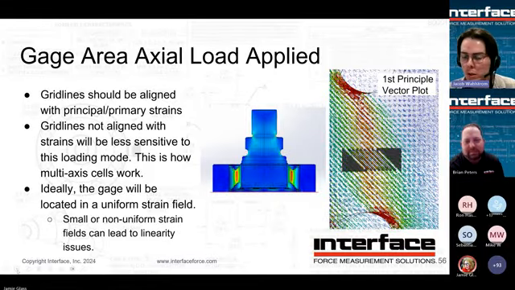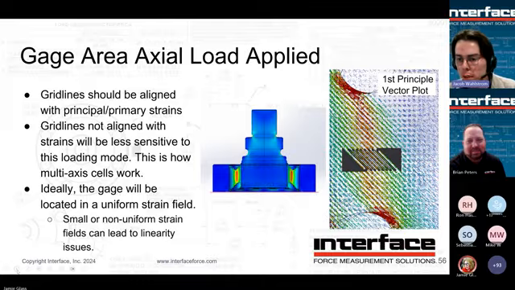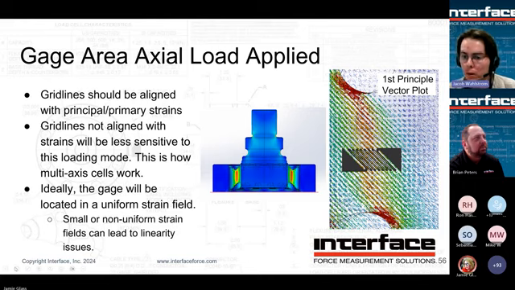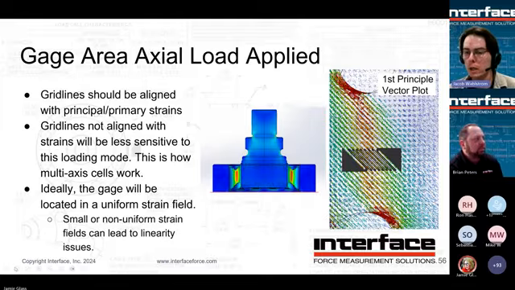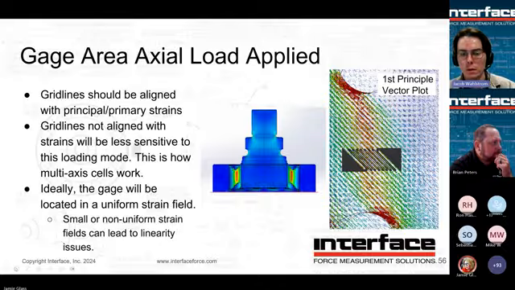There we go. So you can see the grid lines there are aligned with the principal strains, and that's from a simulation. Might be kind of hard to see on your computer screen, but those are little arrows pointing in the way that the material is deforming. And you want your strain gauge to be in a uniform strain field. And that's really important because that can cause nonlinearity issues.